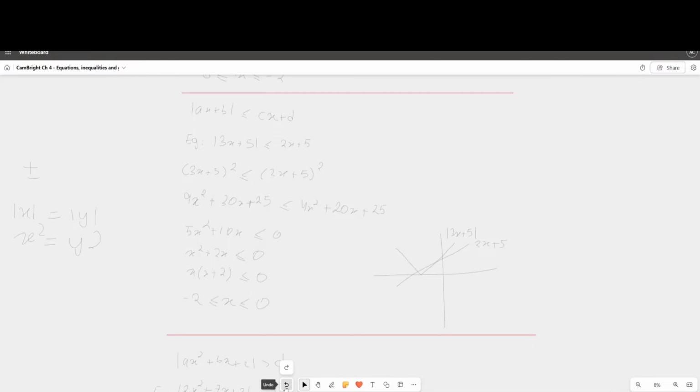And if this is just mod x is equal to y, you do x squared is equal to y squared. Mod x is equal to y, we do plus or minus. Here we square.